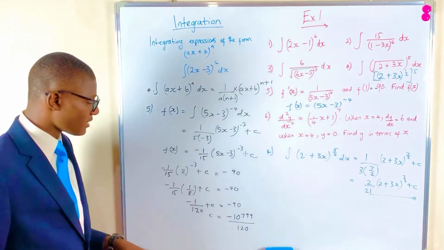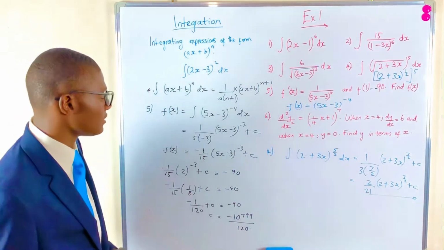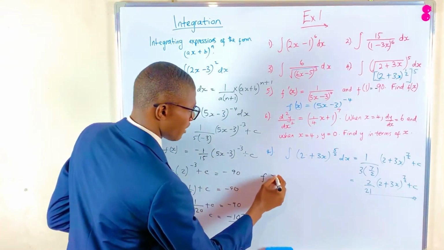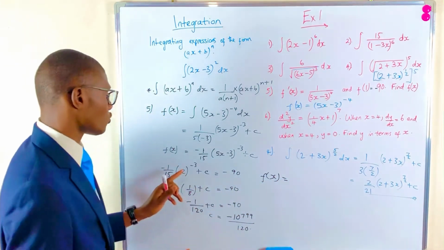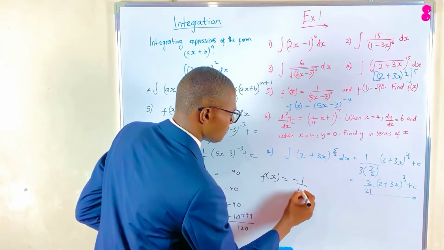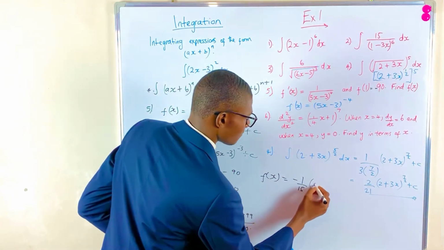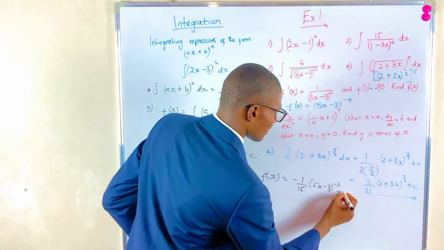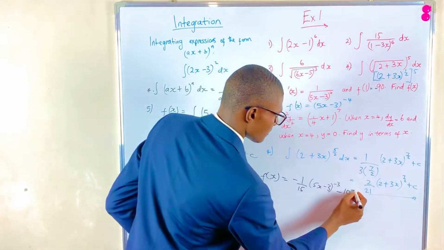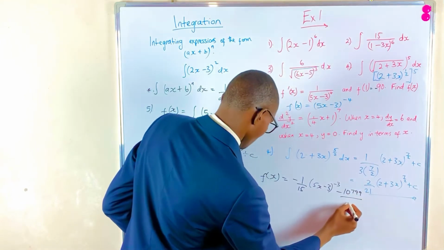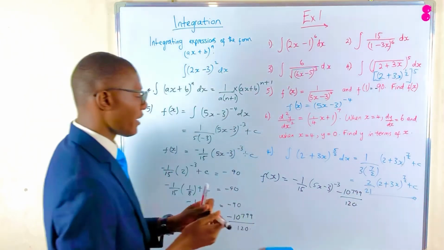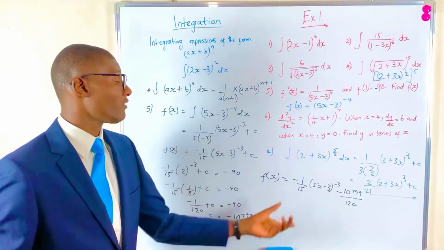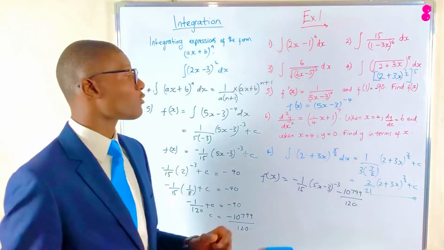So simplifying this, we get that. So this is the value of c, such that f of x in full would be equal to minus 1 over 15 times (5x minus 3) raised to the power of minus 3, then minus 1799 over 120. Alright, so this is the result that we get for number 5, for the f of x that is required of us.